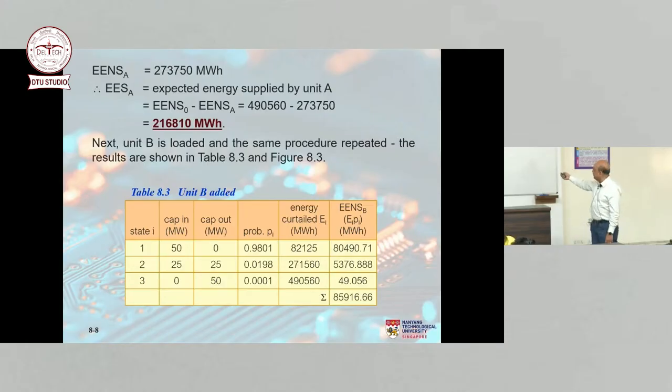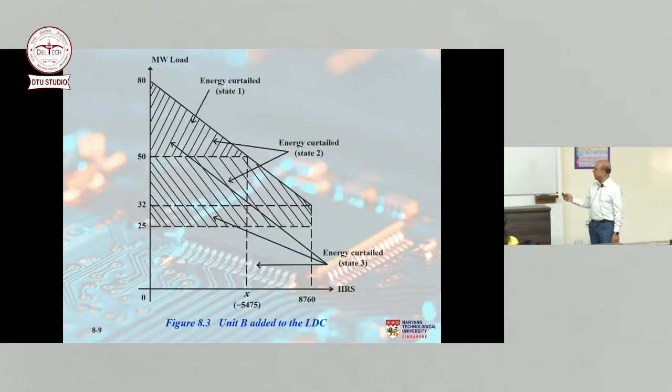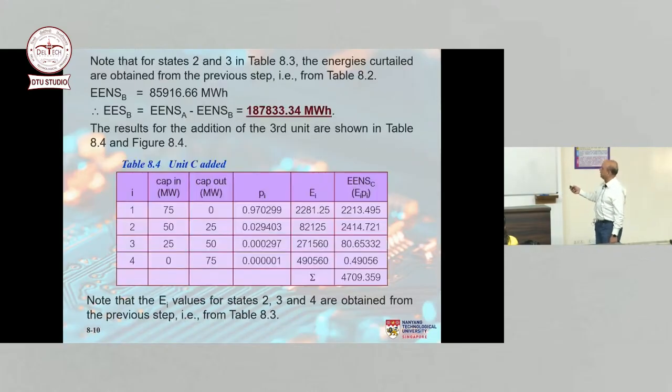So what does this number represent? This is the energy not supplied after the second generator has been added. So the difference between this one and this one will give me the energy supplied by generator B, correct? So that's what I will get. The energy supplied by generator B is the difference between the two values.